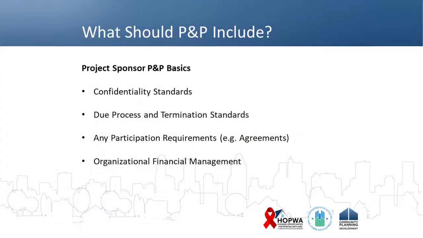More project sponsor basics, and this would also apply to grantees, of course, confidentiality standards. We're working on additional guidance around that as it relates to HMIS. But of course, it's not just about HMIS, it's also about lists and names and how are you protecting that information? Are you double locking? Are you triple locking? Do you have a policy on need to know only? Who can access what information? Make sure that you have that covered.